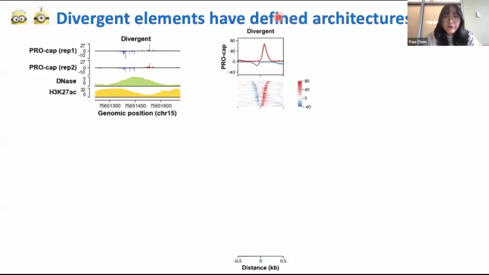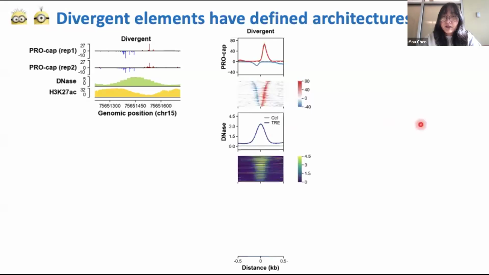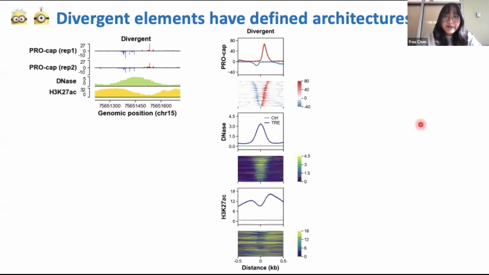The meta plot on the right exhibits the average signals across all divergent elements. For better visualization, we have flipped the side with small read counts to the right. In the heat map, the elements are anchored on the midpoint between two prominent TSS, and they are sorted by the distance to the center. As expected, they are centered on open chromatin regions, with histone marks found on both sides.